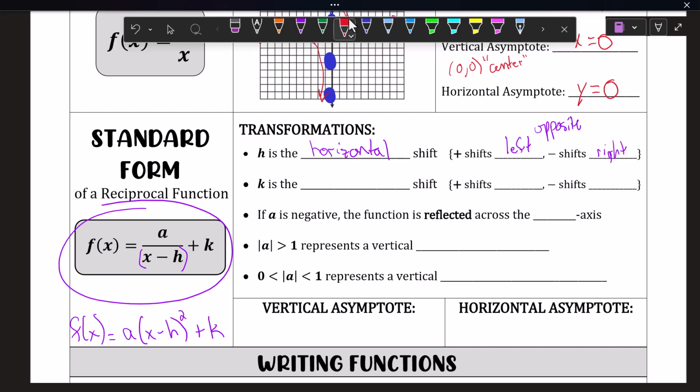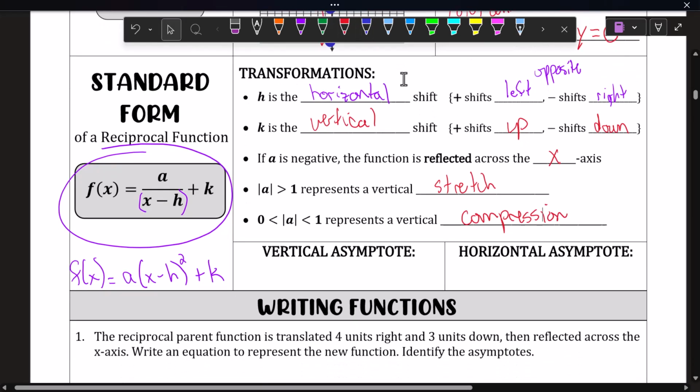K is the vertical shift. Plus is up, minus is down, the way it should be. If A is negative, the function is reflected across the x-axis. If the absolute value of A is greater than 1, it represents a vertical stretch. And if A is between 0 and 1, then it's a vertical compression. Just like what we've been doing every chapter since the beginning of the year.